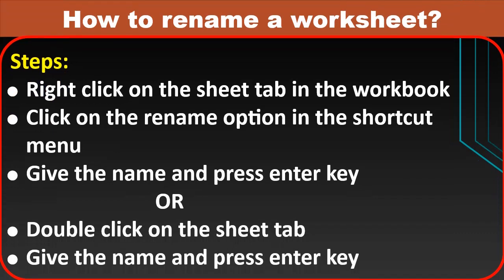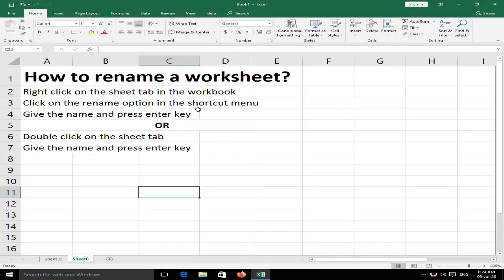Next, how to rename a worksheet. What are the steps? First, right click on the sheet tab in the workbook. Then click on the rename option in the shortcut menu. Then give a name and press the enter key. You can follow these steps, or directly double click on the sheet tab, then give the name and press the enter key. Now look at the example here, how to rename a worksheet.